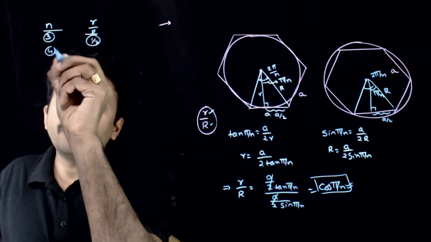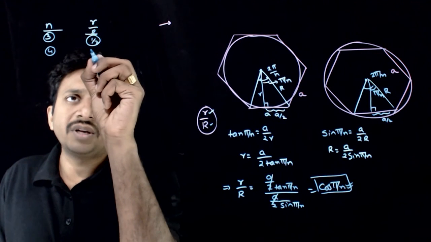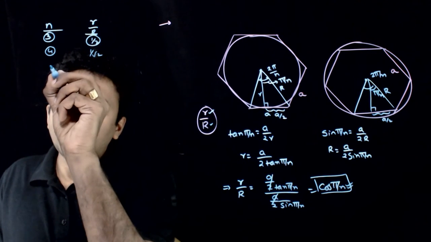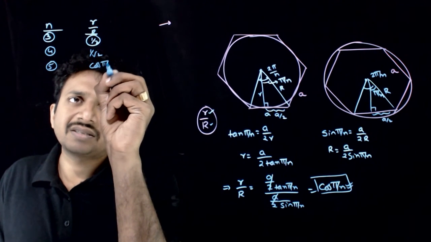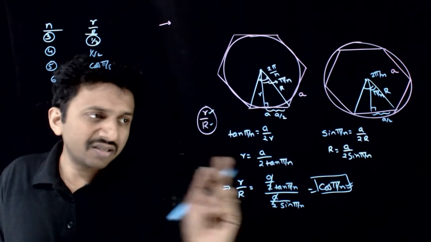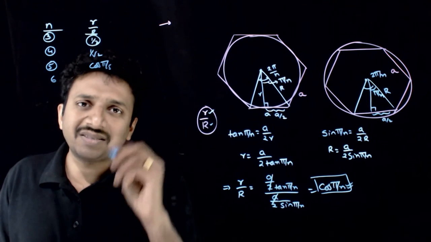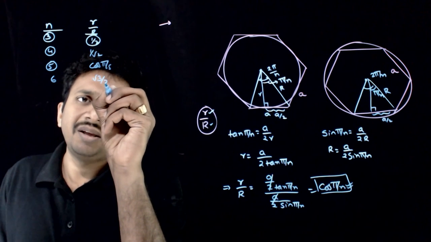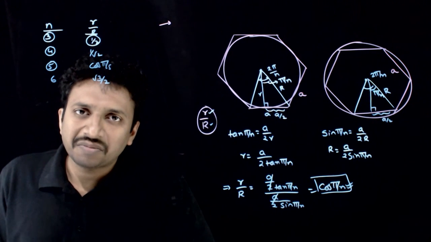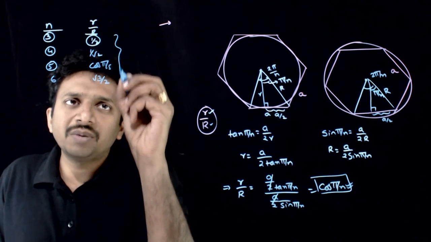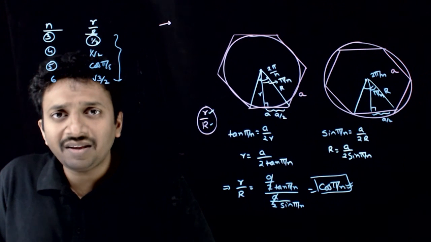For n equal to 4, cos pi by 4 is 1 by root 2. For n equal to 5, you get cos pi by 5, whatever it is. For n equal to 6, you get cos pi by 6, that is root 3 by 2. And in this way, you can get different values. So these are the possible values of small r by capital R.